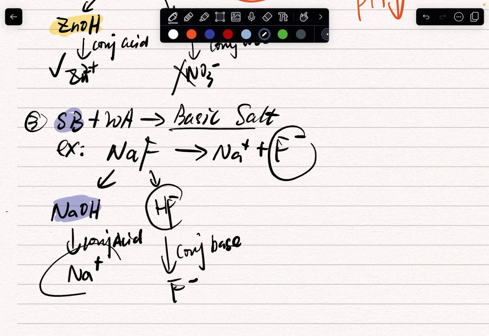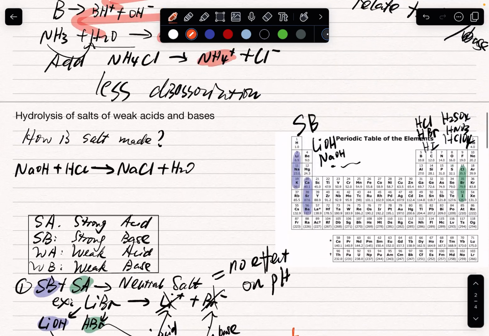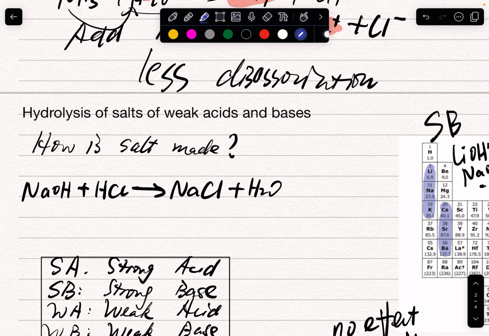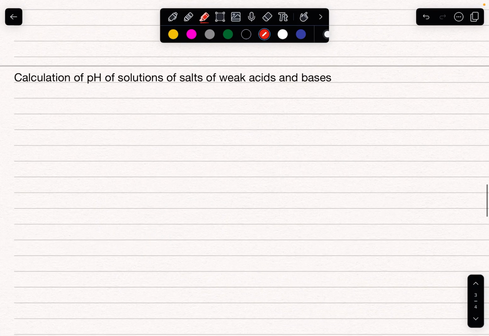So this basic salt, in other words, the salt of a weak acid, right? Because the weak acid is the reactant that's contributing to the basicity of the salt. When this salt hydrolyzes, what does the pH do? pH will increase, right? Okay, so now let's read the title again. Now this makes a lot of sense, right? Let's read again: hydrolysis of salts of weak acids and bases, right? Okay, perfect. All right, let's move on to the third topic.